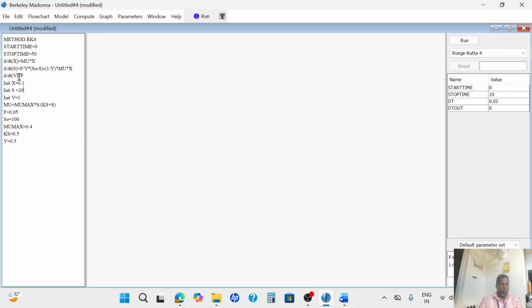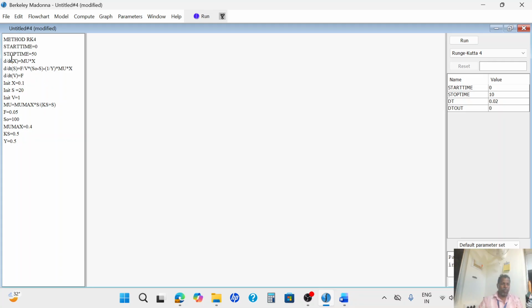The volume from the initial volume is going to be raised, that is dV by dt. Volume is going to be raised based on the flow rate. So x, s, and v, there are three lines we will be getting for that. dx by dt is mu into x. ds by dt is equal to F by V into S naught minus S.